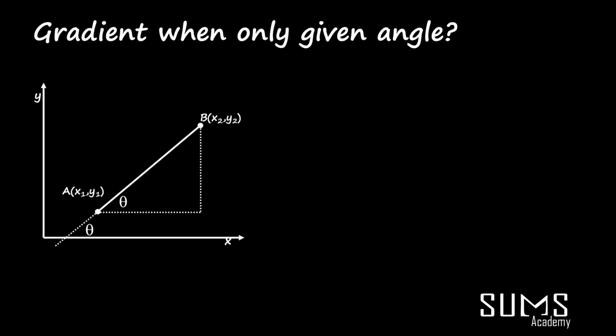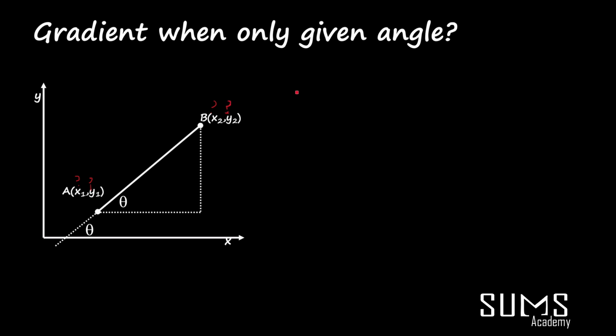Okay, so in this lecture, we're going to look at how to work out the gradient of a line when you only have the angle it makes with the x-axis. So how can we work this out? Say we're given this line AB and we don't have any information about x1, y1, x2, y2. So how do we work this out?